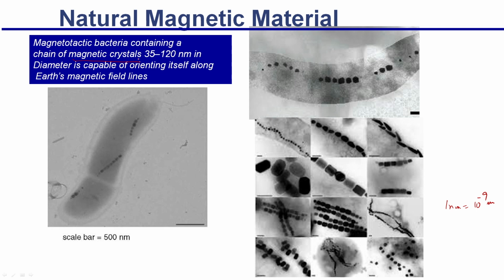These are some of the pictures of the magnets on the right side. You can see here they are in nanometers, and we know 1 nanometer is 10⁻⁹ meter. That means each of these magnets is very small, and they align themselves in a particular way, so that they can provide strong magnetic interactions with the earth's magnetic field.